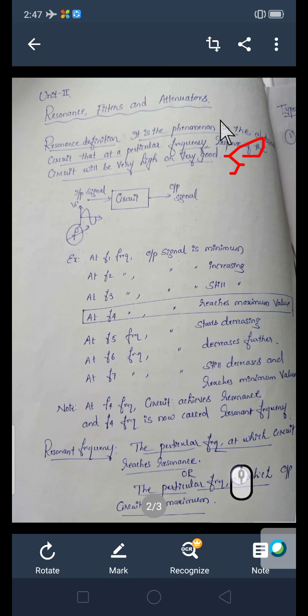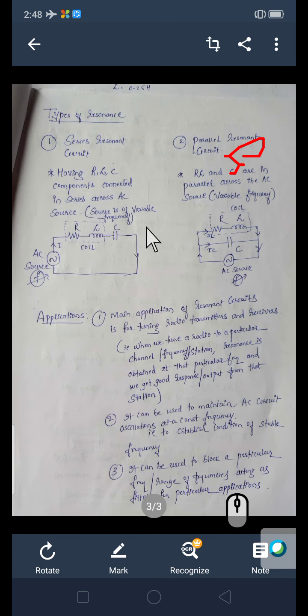So here is the definition. What is resonance? It is the phenomenon in which, at a particular frequency, the response of the circuit will be very high or very good. And what is resonant frequency? Resonant frequency is the frequency at which the circuit reaches resonance, or the particular frequency at which the output of the signal will be maximum. Here I have shown that at F4 it reaches the maximum value. So F4 is the resonant frequency, and we say at this particular frequency the circuit has achieved resonance. So this is the meaning of resonance.